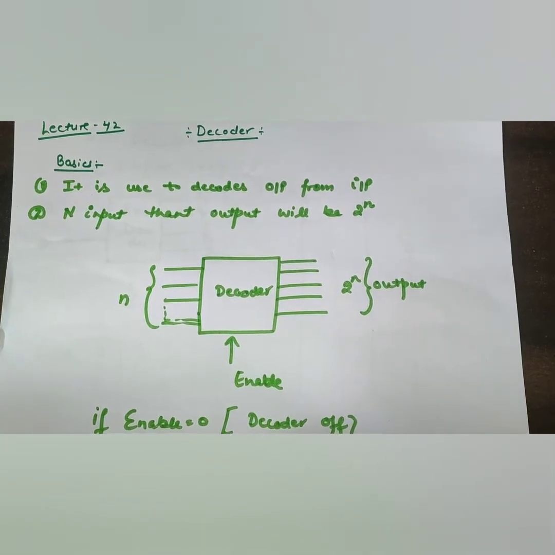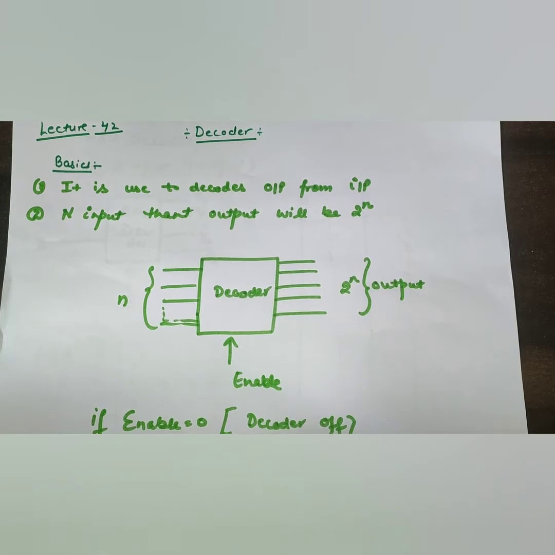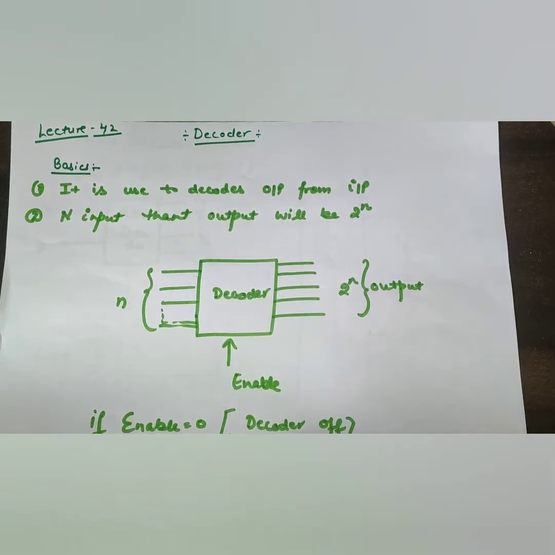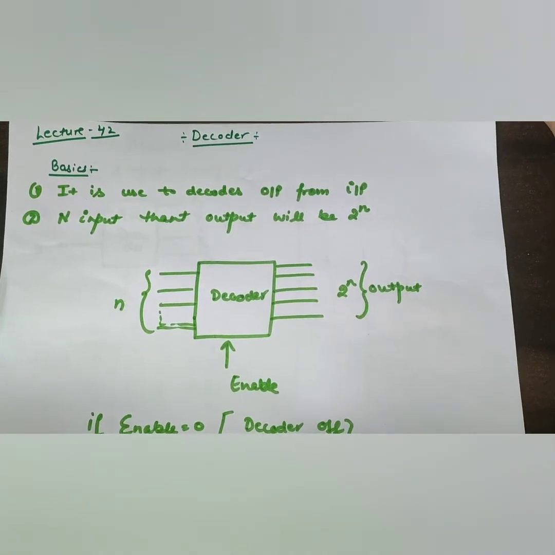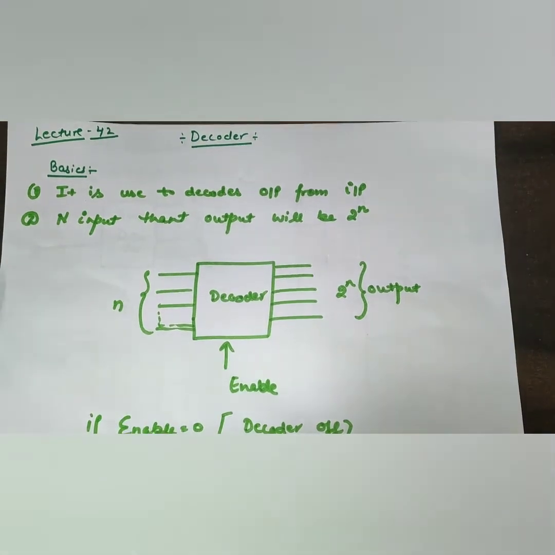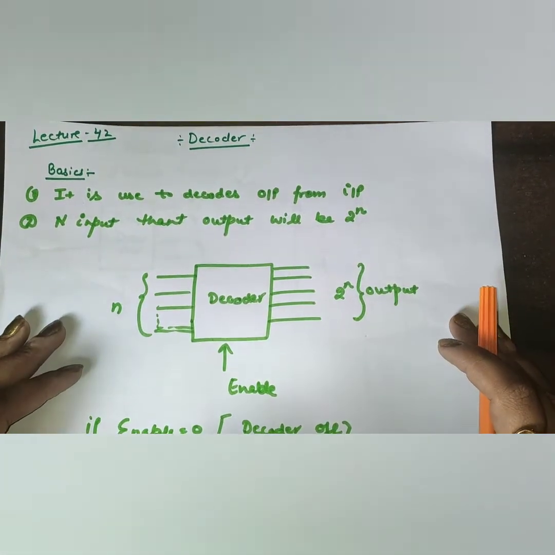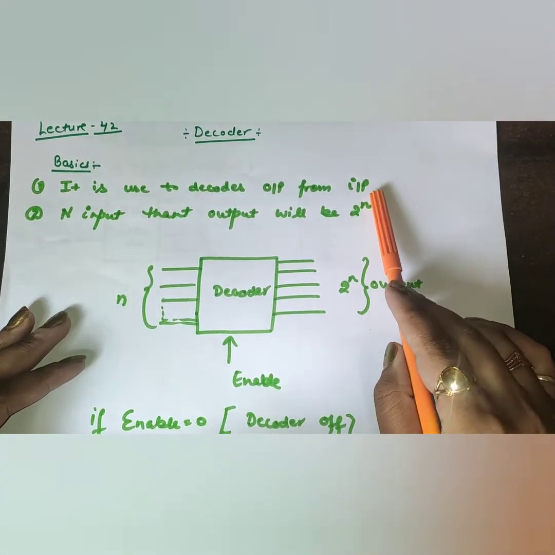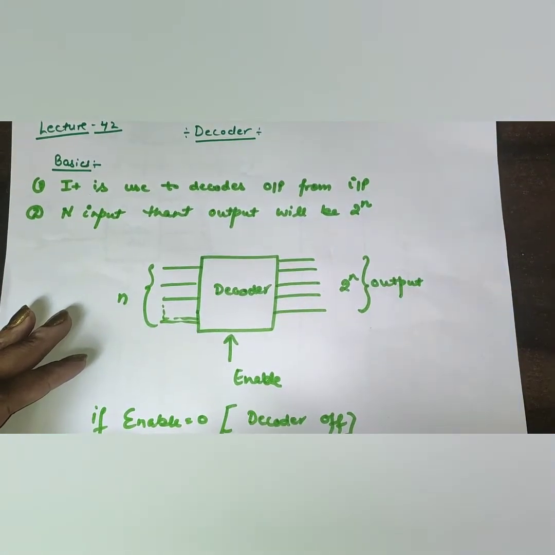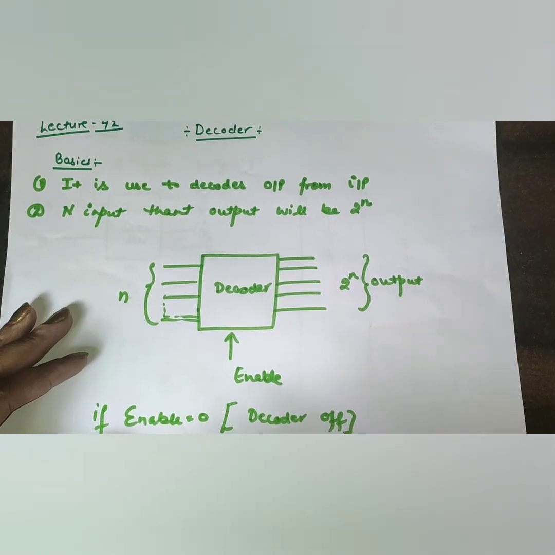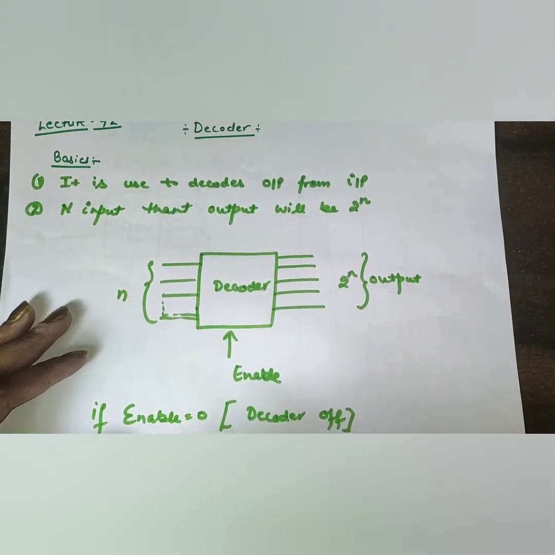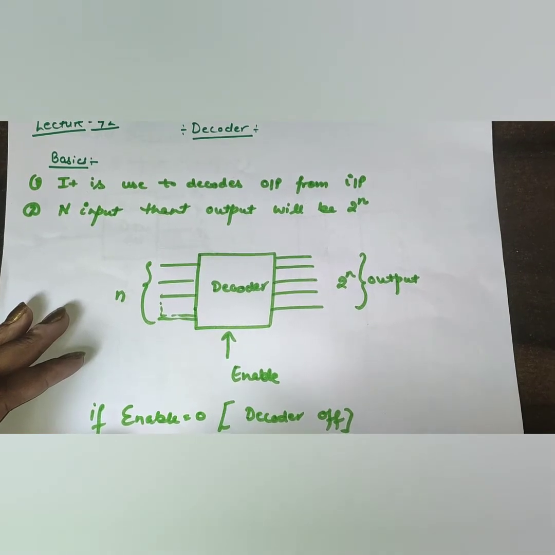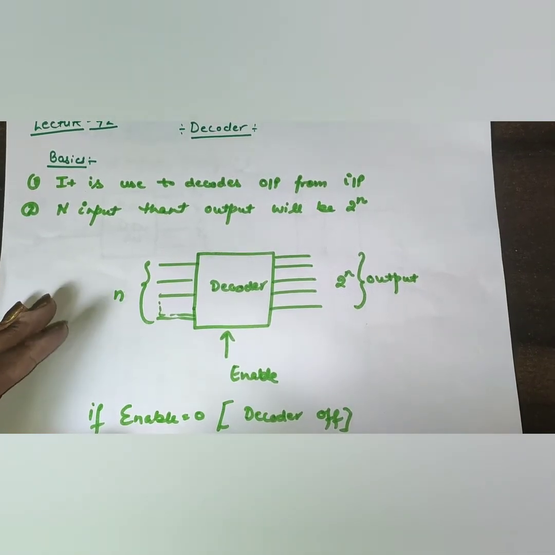Now I will talk about some basics of decoders, and after that I will do some examples to clear your doubts. Now what is a decoder? A decoder is used to decode output from input. We can have any input in our digital electronics, like 0101, and we can decode that input at the output.